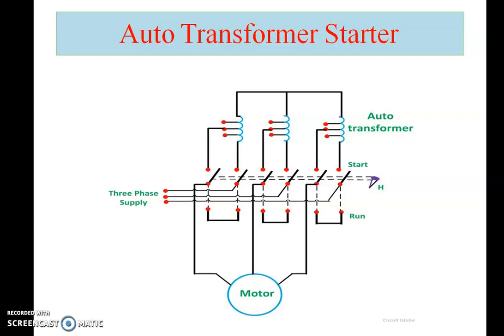Okay, so a starter is nothing but a device which only limits the starting current, simply called the heavy starting current, and it will protect the machines. So the second part is regarding the auto transformer starter.